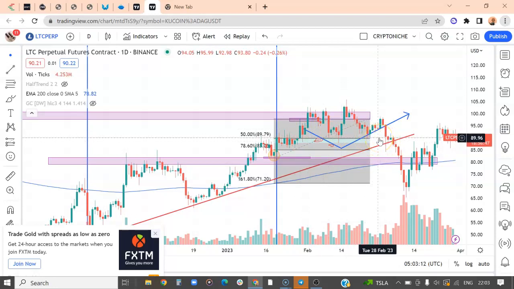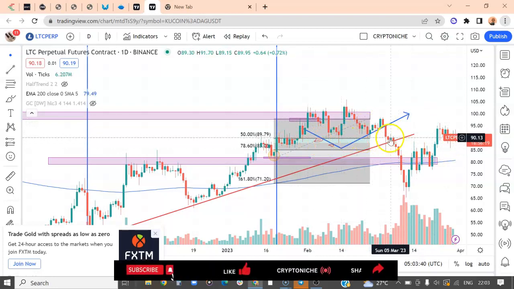Litecoin found support at the 89, 88 levels, and it bounced back from that level. So for those who are futures traders, leverage traders using 10x, 5x, this is what I call a sniper entry.